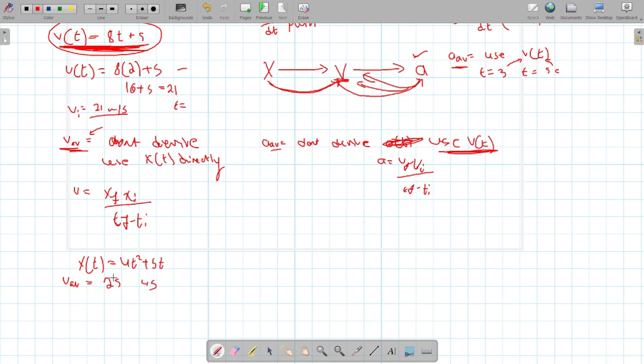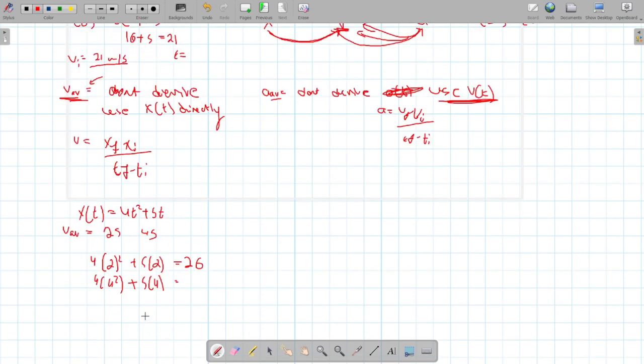You have to find the x for each one. It will be 4 times 2 squared plus 5 times 2, and then 4 times 4 squared plus 5 times 4. 4 times 2 squared is 16, plus 10, it becomes 26. And this one will be 16 times 4, 64, plus 20, which is 84.